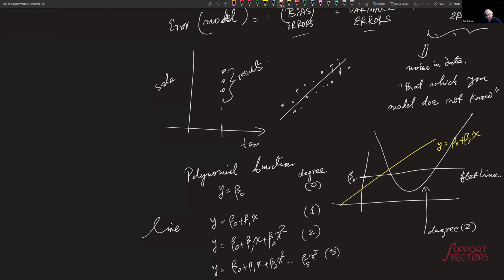Degree 5. One interesting thing that happens is the quadratic has 1 bend. The line has 0 bends. What happens is if you take a 5th degree polynomial, you'll end up with 4 bends. So if you make a model that has 4 bends, it will look something like this: 1, 2, 3, 4, right? Our 5th degree polynomial equation may look something like this.